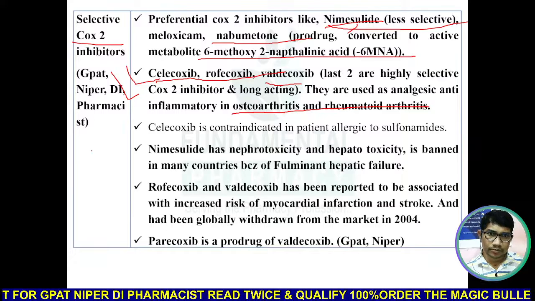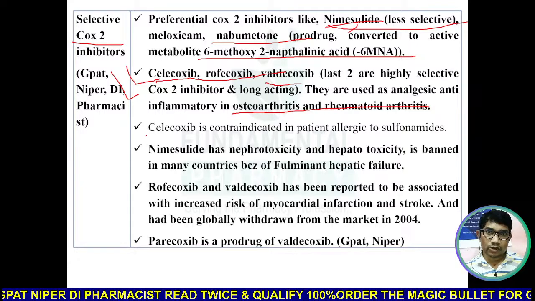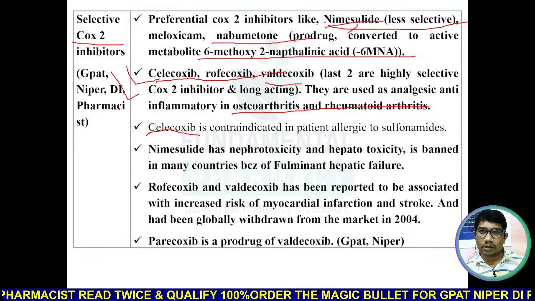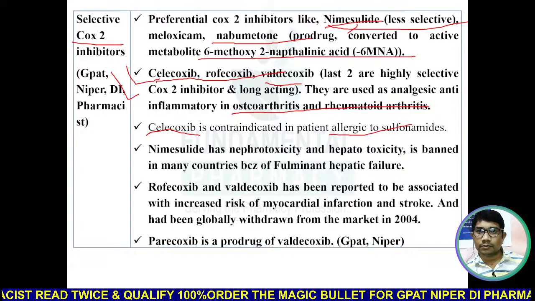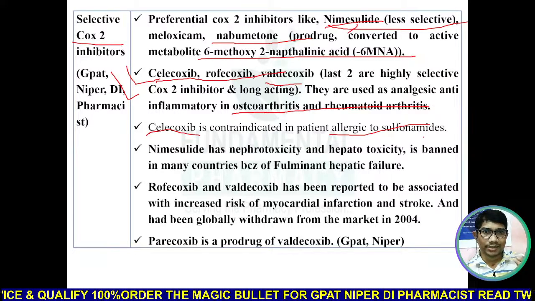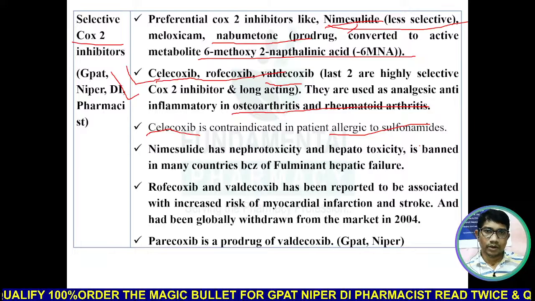Remember, celecoxib is contraindicated in patients allergic to the sulfonamides. Meaning, patients who are allergic to the sulfa drugs will show cross allergy to celecoxib.